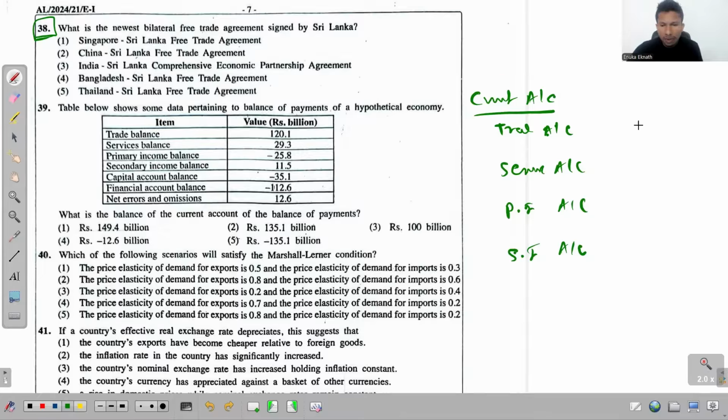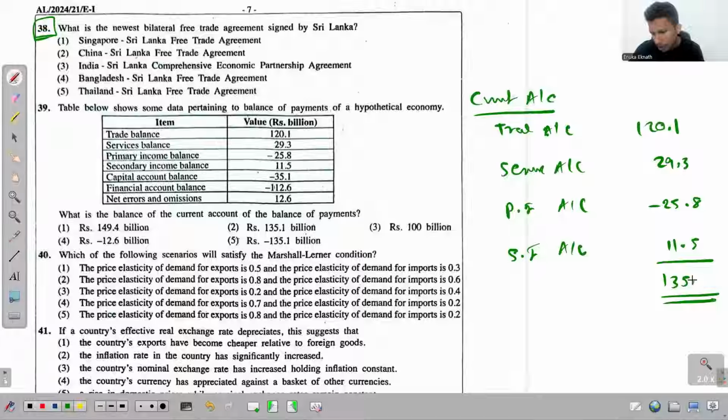So trade balance is given to us as 120.1. Service balance is 29.3. Primary income balance is minus 25.8. And then secondary income account balance is 11.5. And we just need to add all these values. So what are the values? 120.1 plus 29.3 minus 25.8 plus 11.5. Answer is 135.1. So answer is the second one.